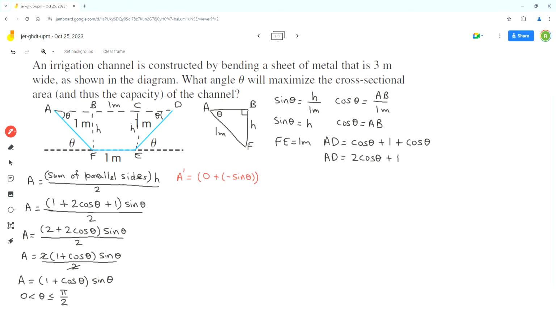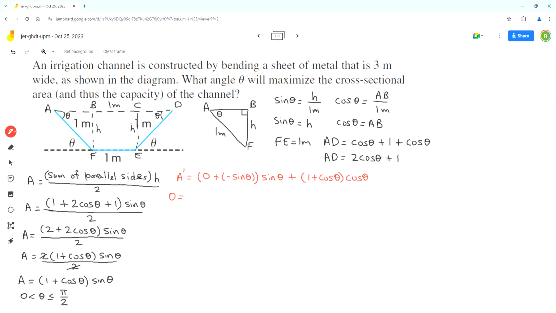So the derivative of 1 is 0 and the derivative of cos theta is negative sine theta, times the second function, plus the first function times the derivative of the second function, and the derivative of sine theta is cos theta. Now we can set this derivative equal to 0 and simplify this expression.